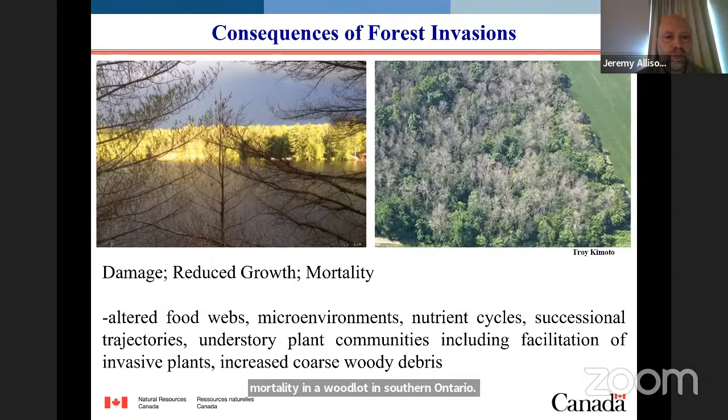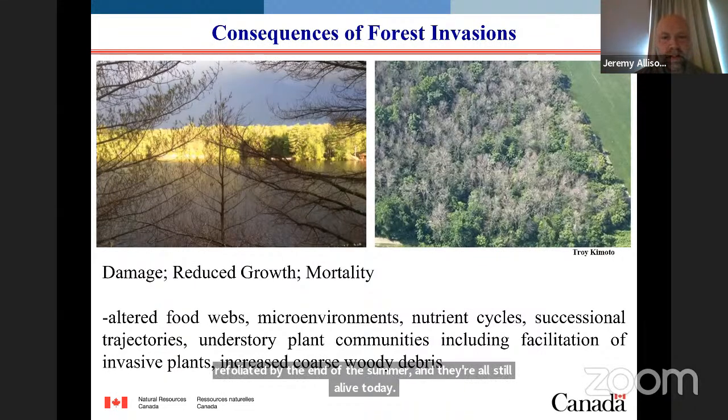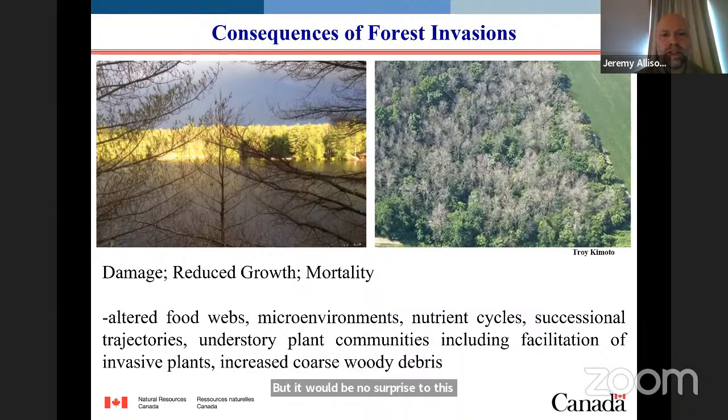And so these pictures really illustrate that these invasions can have significant impacts both in terms of reduced growth, so that the trees shown on the left, they completely refoliated by the end of the summer and they're all still alive today. But it would be no surprise to this audience that that defoliation event would come with significant reduction in growth. And on the right, you can see significant mortality associated with emerald ash borer.